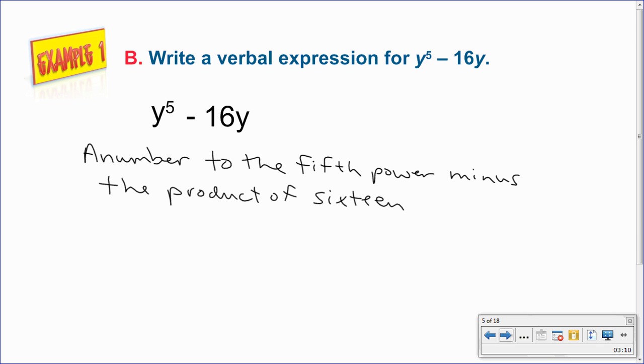And now here's where it gets a little confusing. Look at my variables. What do you notice about those variables? They're the same, aren't they? So now would I say at the end here, a number to the 5th power minus the product of 16 and a number? What would I say then? No, say the number. When I say the number, that tells me I'm going to use the same variable that I did at the beginning.